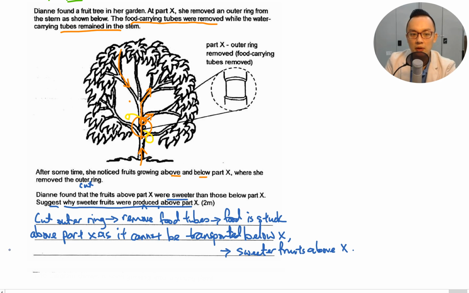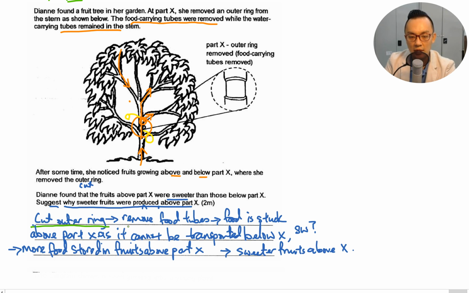So what if it cannot be transported? So what? I always write this, so what, so that more food will be stored in fruits above part X, and therefore the sweeter fruits will be above part X. Okay, so first the initial state is you cut the outer ring. Cutting the outer ring means you remove the food tubes. So food is stuck above part X as it cannot be transported below part X. So what if it cannot be transported below part X?